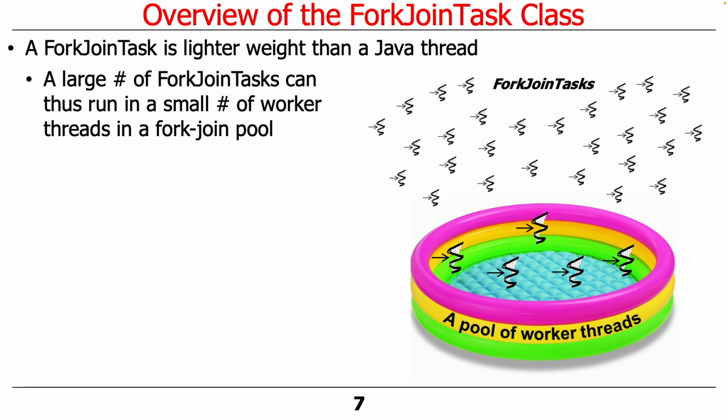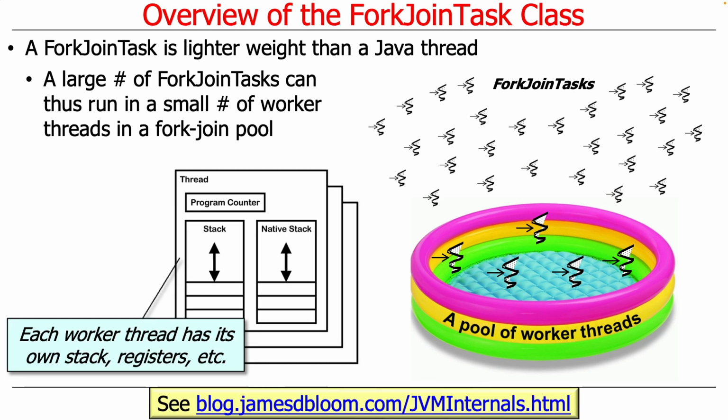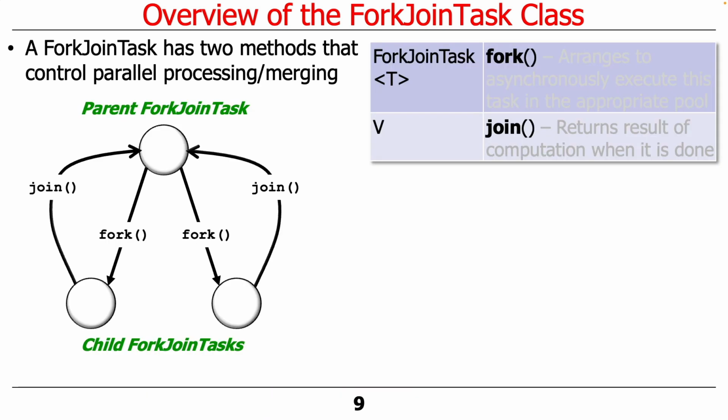And these run in a much smaller number of worker threads in a ForkJoinPool. So you can have a small number of worker threads, typically somewhere around the number of cores on the processor that the Java execution environment is aware of, and then you can have gobs and gobs of ForkJoinTasks running around. Once again, each worker thread, these are the things in the pool, has its own stack, its own registers, et cetera, and the ForkJoinTasks are then multiplexed on top of those.